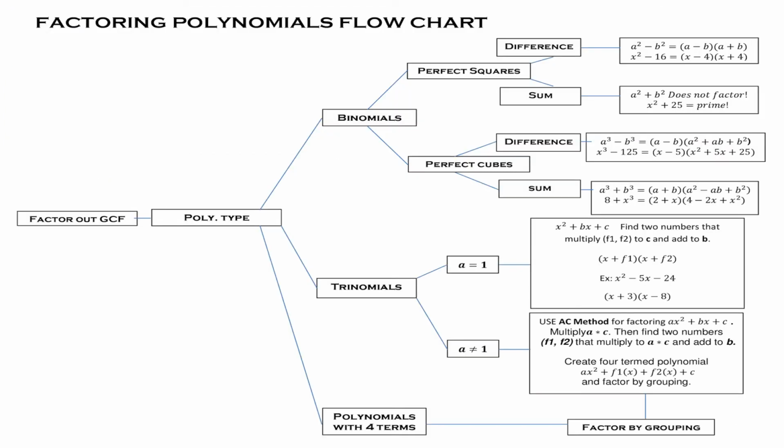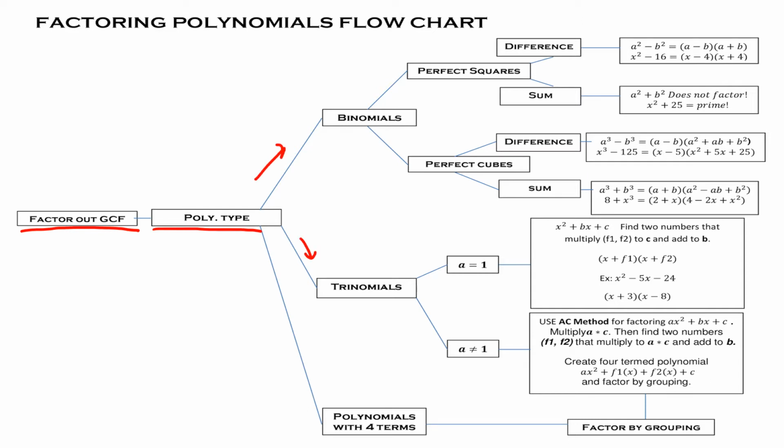First, I want to draw your attention to this factoring flowchart model. There are many out there. I wish I could give credit to whoever made this, but it's very straightforward and easy to follow, and that's the reason I like it. It walks you through. The first thing you do is factor out the GCF, and then you look at the polynomial type, and that puts you in different directions.